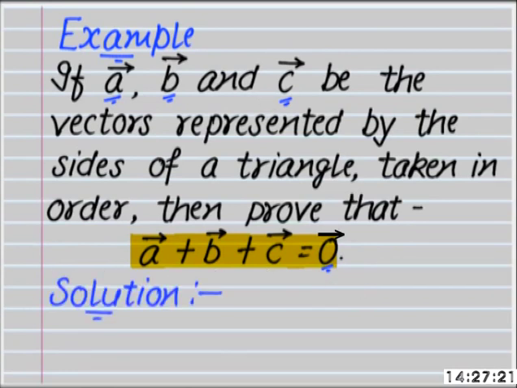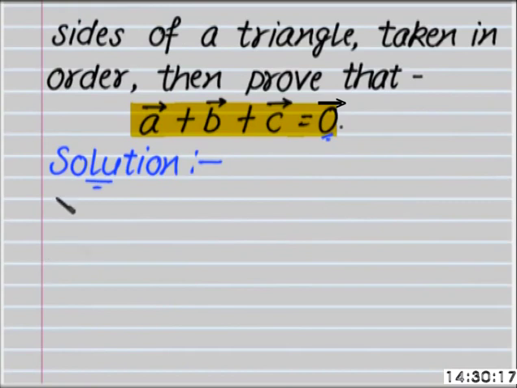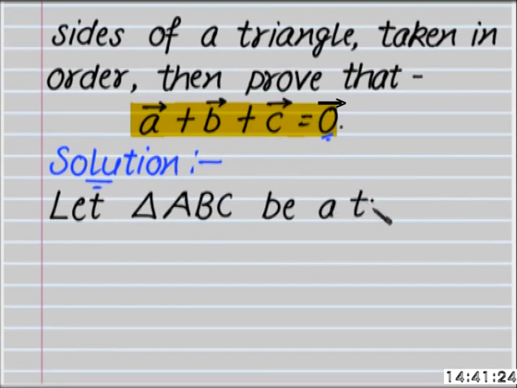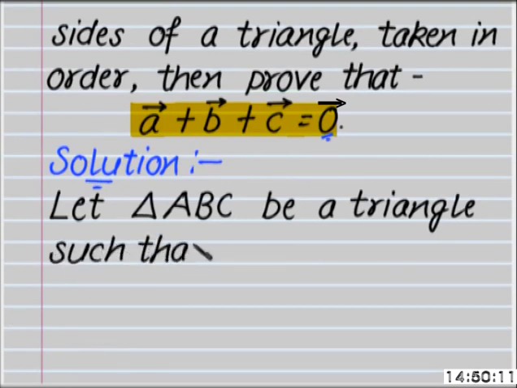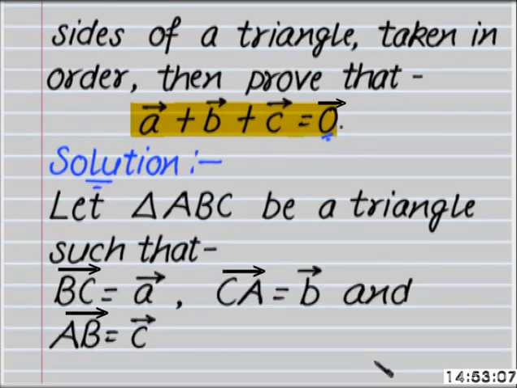0 vector. Now its solution. Let triangle ABC be a triangle such that vector BC is equal to vector A, vector CA is equal to vector B, and vector AB is equal to vector C.